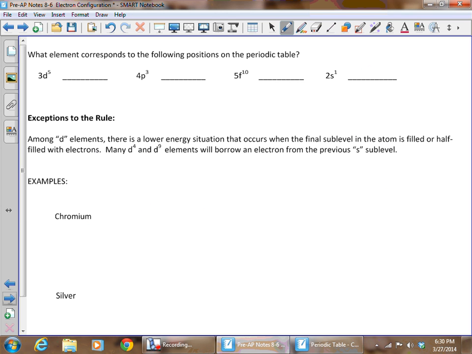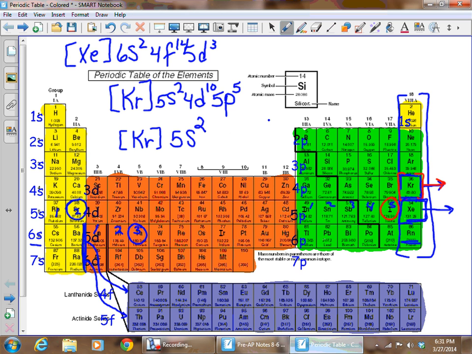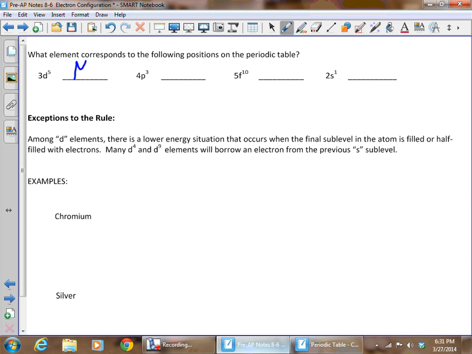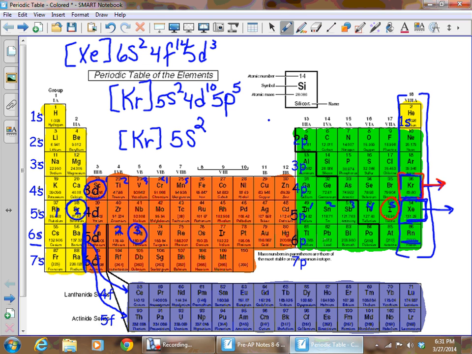We also want to be able to look for an element in a specific position. For instance, if I asked you what the 3d5 element was, going back to the periodic table, we see that if we're in the 3d sublevel, 1, 2, 3, 4, 5, manganese is in that 3d5 position, so we're going to put Mn for manganese. 4p3, going over to 4p in the 1, 2, 3 position, you see that we have arsenic.